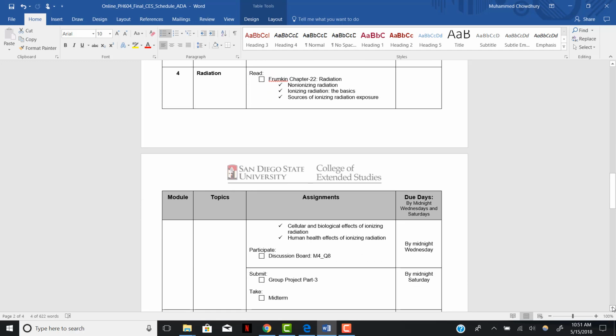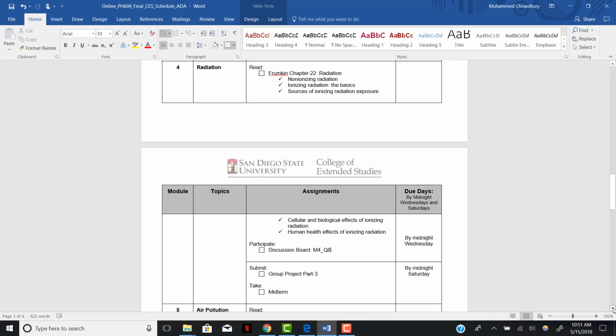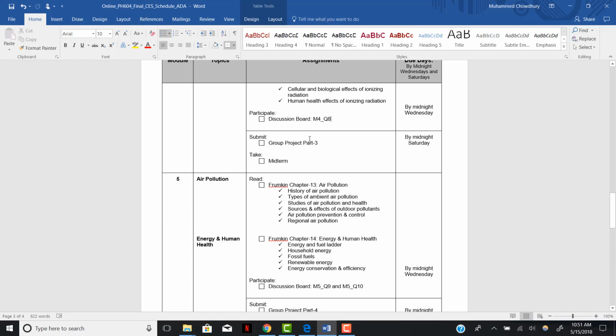Module 4, which is week 4, is all about radiation, and it can be found in chapter 22. Here, you want to address question number 8 by midnight of Wednesday, and by Saturday of that week, you should complete part 3 of your group project, as well as take the midterm. And you'll see when the midterm will be open, so you can take it any time during the open time frame of the midterm, so you can schedule the best time for you.